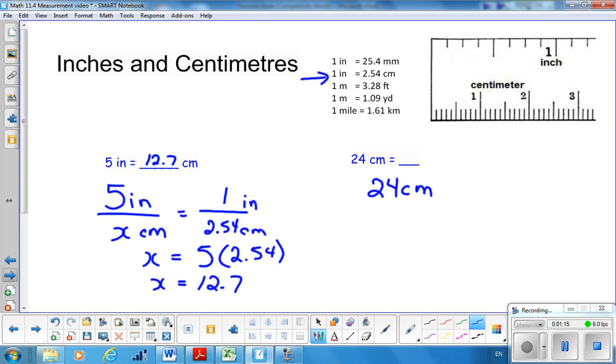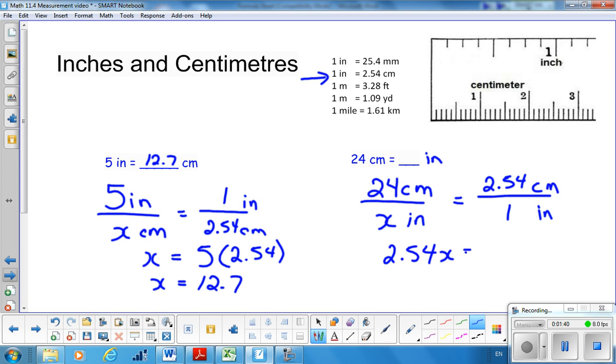If we're going the other way and we are changing 24 centimeters into inches, so we want to know how many inches. This time centimeters are on the top of our proportion and inches are on the bottom. We're going to use the same conversion factor, but this time the 1 inch is in the bottom and 2.54 centimeters is in the top. When we cross multiply, we end up with 2.54x equals 24. And so we are going to end up dividing 24 by the conversion factor of 2.54. X is then equal to 9.45 inches.